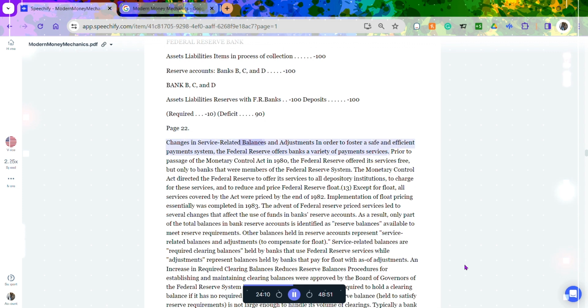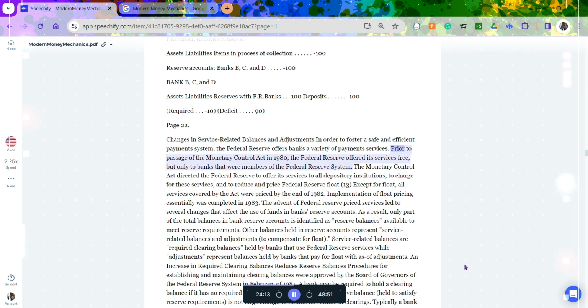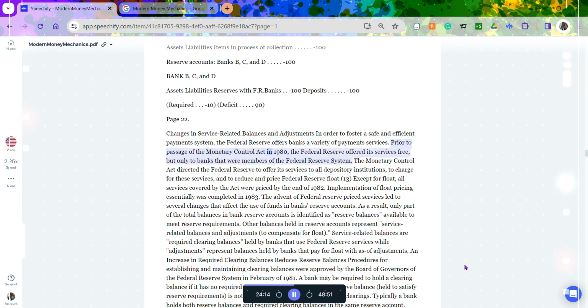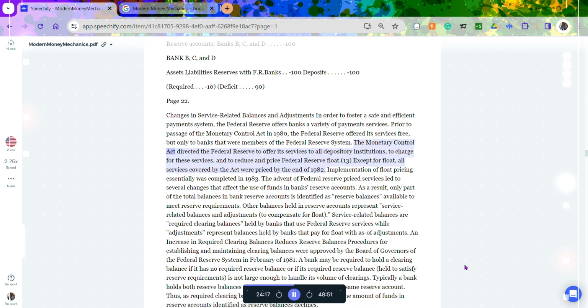Changes in service-related balances and adjustments. In order to foster a safe and efficient payments system, the Federal Reserve offers banks a variety of payment services. Prior to passage of the Monetary Control Act in 1980, the Federal Reserve offered its services free, but only to banks that were members of the Federal Reserve System. The Monetary Control Act directed the Federal Reserve to offer its services to all depository institutions, to charge for these services, and to reduce and price Federal Reserve float. Note 13.